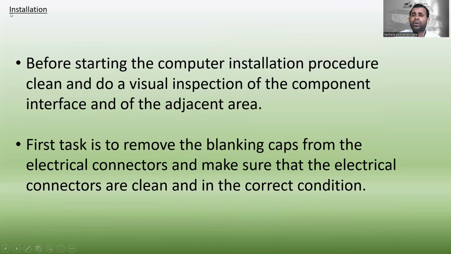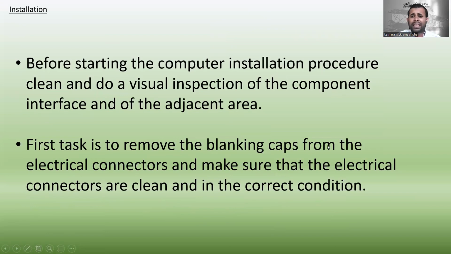Now we are going to the installation procedure, right? Before starting the computer installation procedure, clean and do a visual inspection of the component interface and of the adjacent area. This is very important, right? Before you install, you have to clean the area and also do a visual inspection, because maybe some small pins will be damaged, or some unusual things inside the compartment. So we have to do a visual inspection, and we have to make it clean and clear, right?